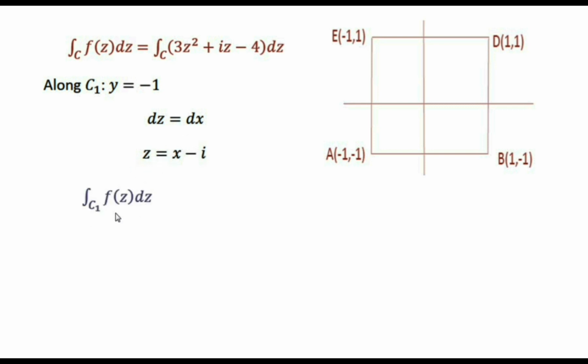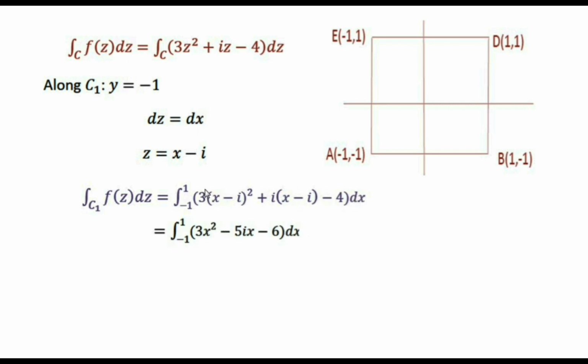Therefore, integral over C1 f of z dz is integral from -1 to +1. 3z² becomes 3 times (x − i)², since z equals x − i, plus i times z, which is (x − i), −4, and dz becomes dx. On simplification, the integrand is 3x² − 5ix − 6. Here both limits are the same, having opposite signs.